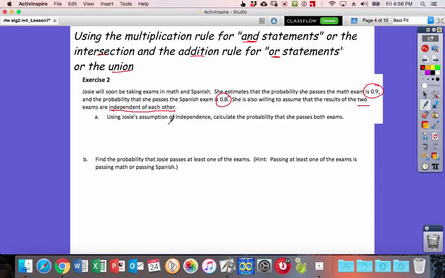So if you use Josie's assumptions of independence and you want to calculate the probability that she passes both exams, that's like an and statement. And what are you going to do? You're going to multiply. So the probability that she passes both is 0.9 times 0.8, and you get 0.72. That's the probability that she passes both exams. It's an and statement. You use the multiplication rule.